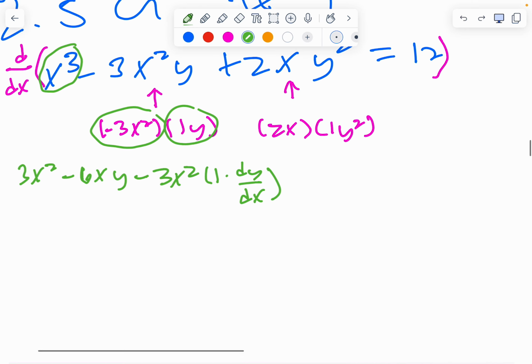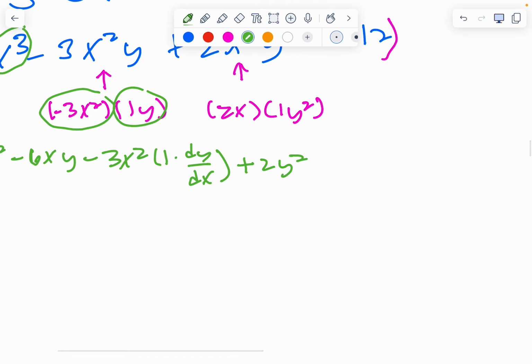Okay, the second one. The derivative of 2x is going to give us what? 2. So we have plus 2, and I'm not going to mess with the y, so leave it as y squared. Again, we're not adding dy over dx because I just derived x. And then we have our plus. We keep the 2x.